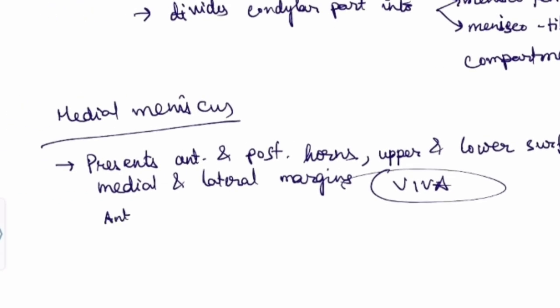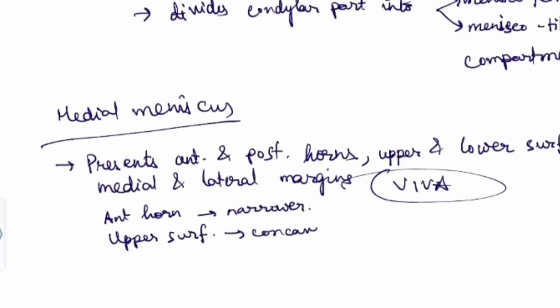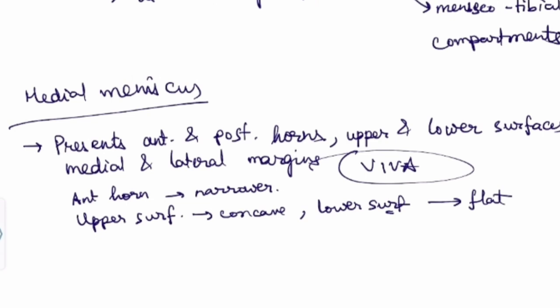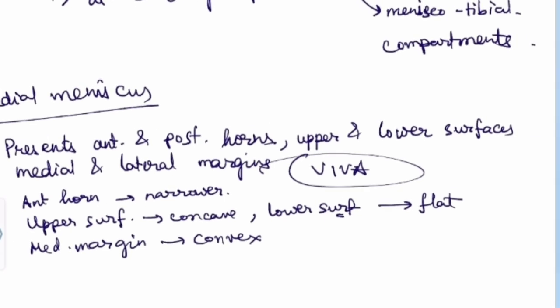Anterior horn is narrower, okay. Upper surface is concave, lower surface is flat. Medial margin, do I need to even say it's convex? And then moving on to lateral meniscus.